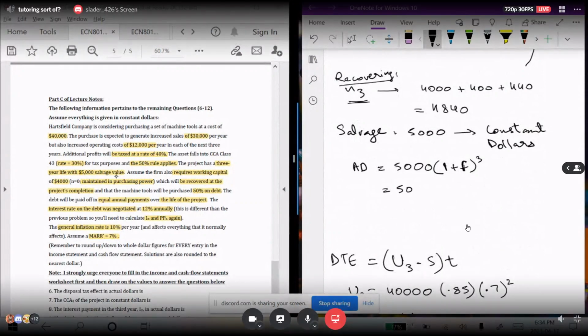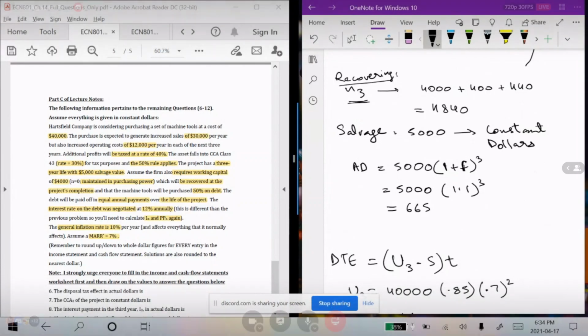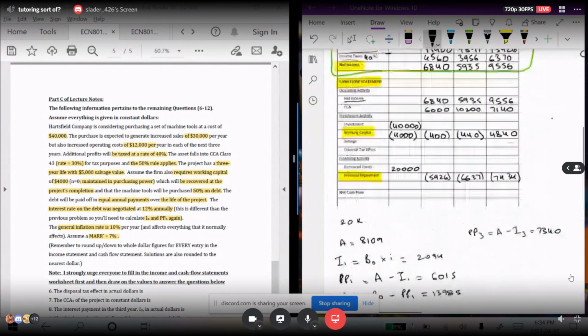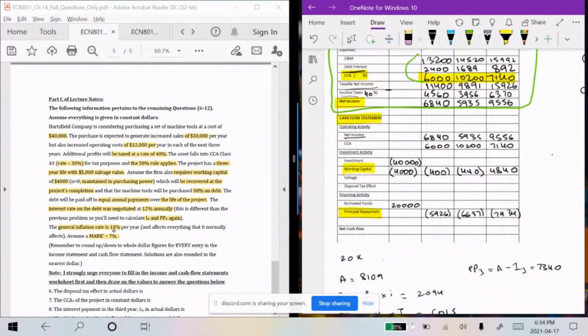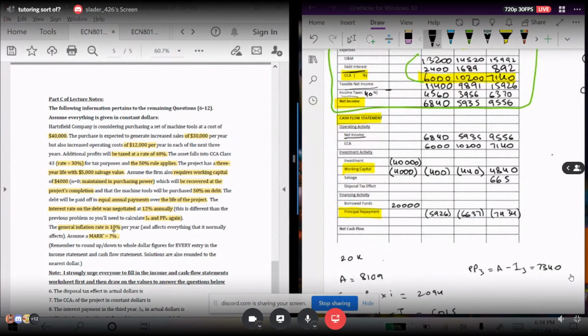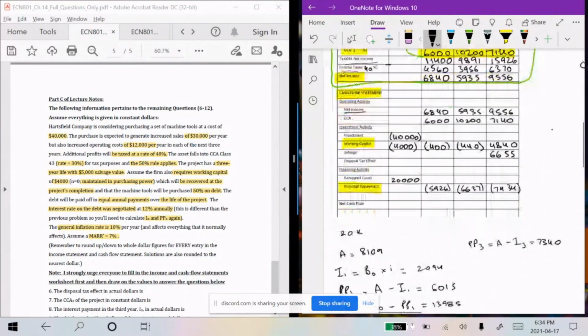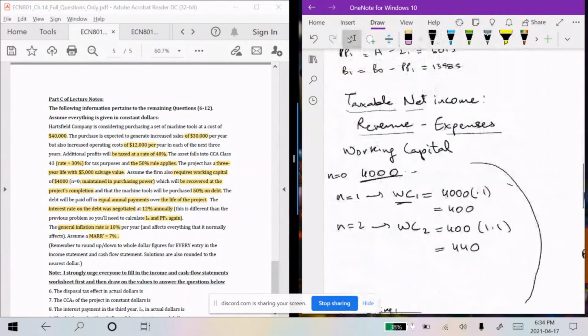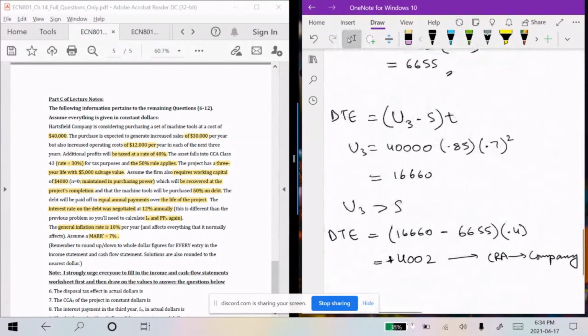So 5,000, and then the inflation rate here, it's 10%. 1.1 raised to the power 3. This is how you get 5,000 times 1.1 raised to the power 3, 6655. So you write that down in the third period right here. 6655. Okay. Finally, we need the disposal tax effect.